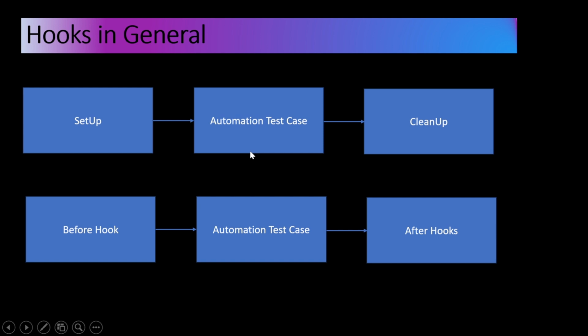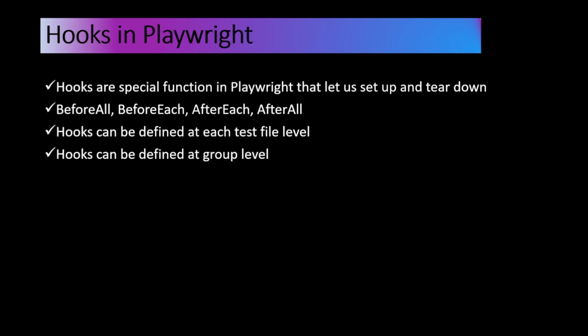So how can we avoid that? For that purpose, what we can do is we can move the setup part into the before hook. So the before hook will execute before execution of each test case, and we can move the cleanup part to the after hook that will execute after execution of each test case. So this is how we can use the concept of hooks. Like other test automation frameworks, Playwright also offers different types of hooks that we can use for the setup and teardown phases. So Playwright offers before all, before each, after all.